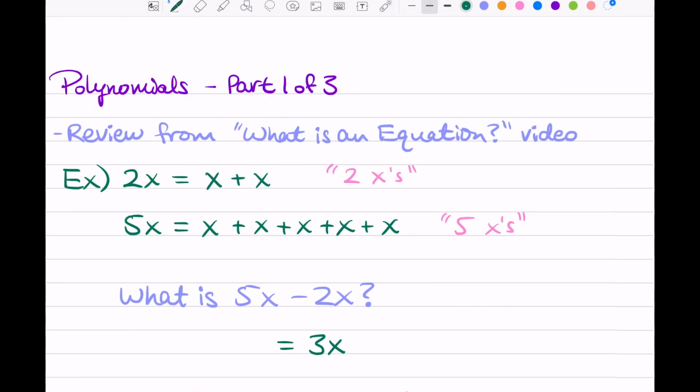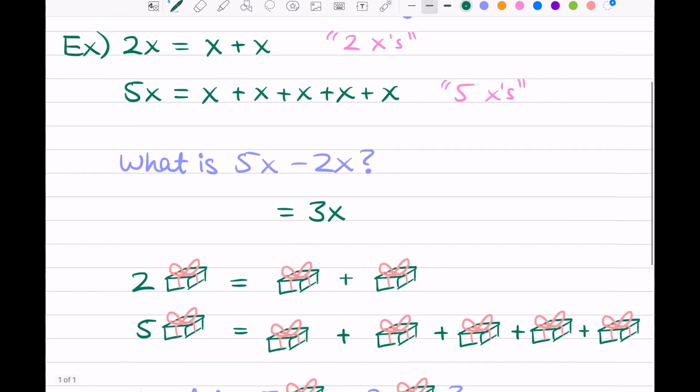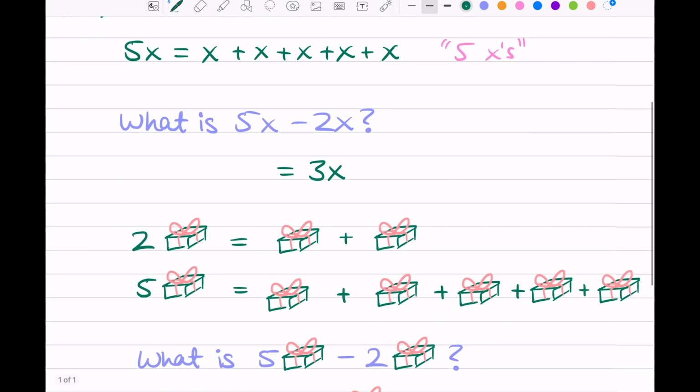Let's start by reviewing an example from the What is an Equation video. In the example, we saw that 2x was equal to x plus x, and we thought of this as having two x's. Similarly, we could think of 5x as having 5 x's. And then we asked, what is 5x minus 2x? So we had 5 x's, we subtracted 2 x's, and we were left with 3 x's.